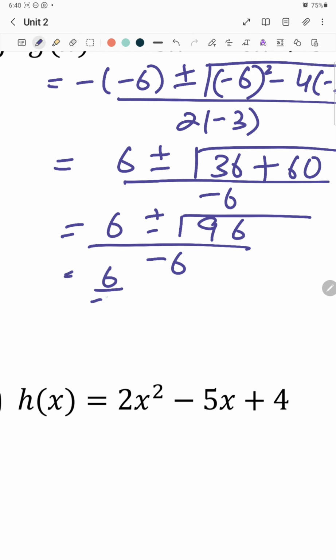6 by minus 6 plus minus square root 96 over 6. It would be 1, so it would be minus 1 plus minus square root 96 over 6.